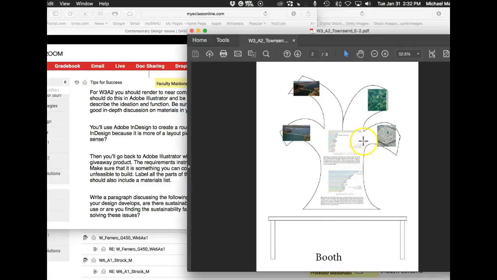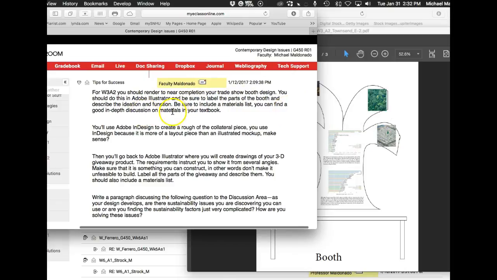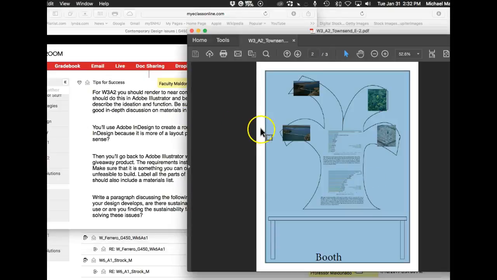Well, I see some sort of an object that looks like it's on top of a table. And I see a chart and some images. So, is that adhering to this? You should label all the parts of the booth and describe the ideation and function. I don't think that's following that at all. Be sure to include a materials list. You can find a good in-depth discussion on materials in your textbook. So my recommendation here would be to do exactly what it says.